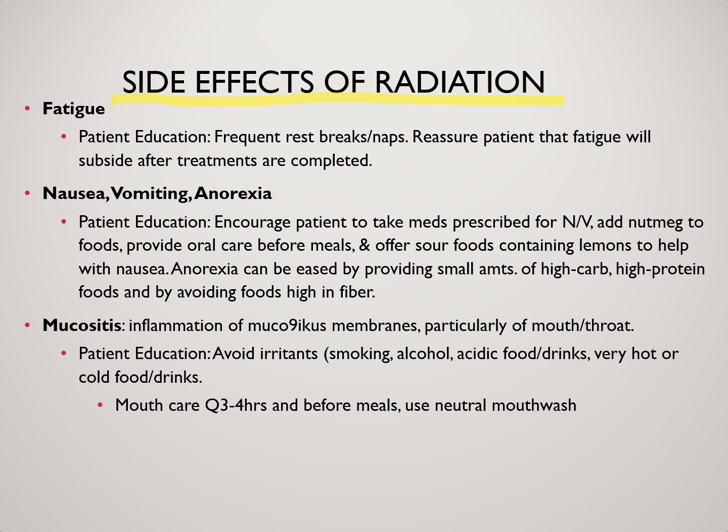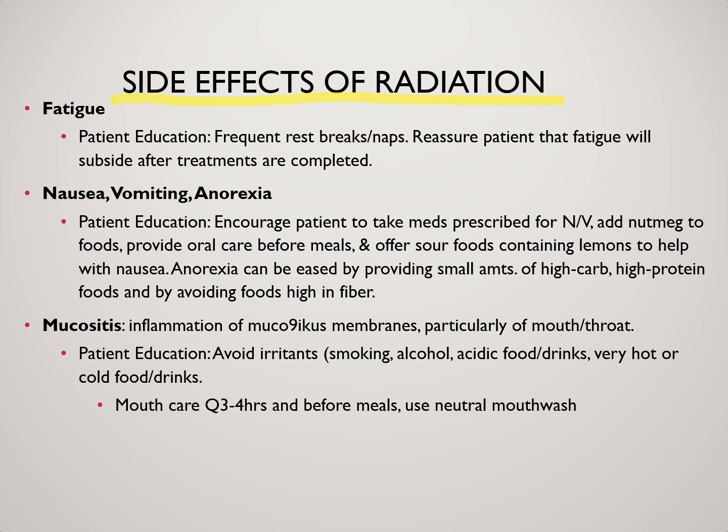Nausea, vomiting, and anorexia. When they're talking about anorexia as a side effect, they're talking about a very severely decreased appetite. Some nursing interventions we can do to help with these side effects are to encourage our patients to take their prescribed antiemetic meds for nausea and vomiting. Add nutmeg to foods, as nutmeg has an antiemetic quality. Provide oral care before meals. Offer sour foods containing lemons to help with nausea.